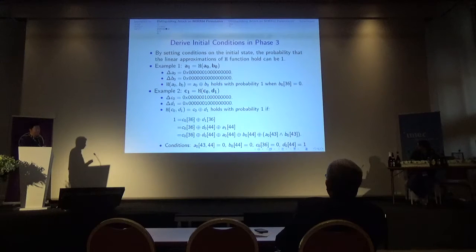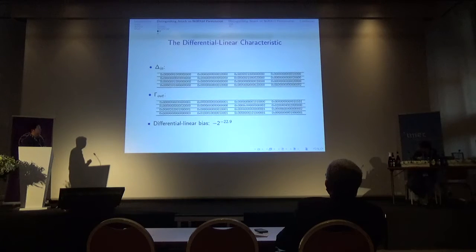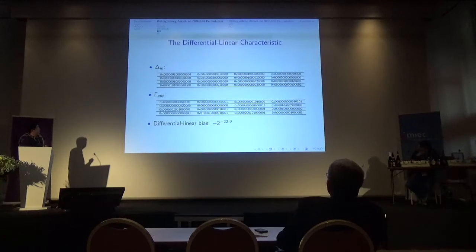Then we repeat this for every linear approximation. Then we will get many conditions on the bits, and we need to make sure that these conditions do not have any contradiction. So we give the whole picture of the differential-linear characteristic. Here is the input difference, and this is the output linear mask. This is the estimated bias. It's -2^-22.9.